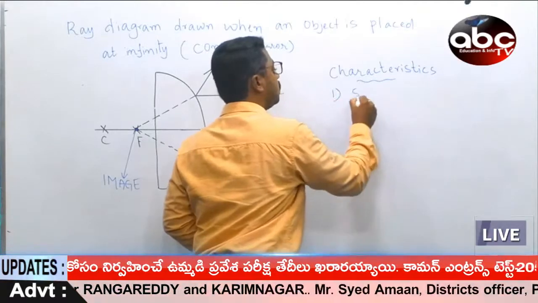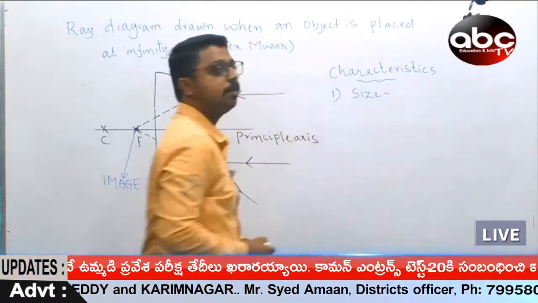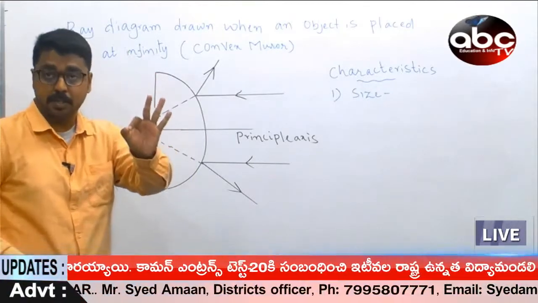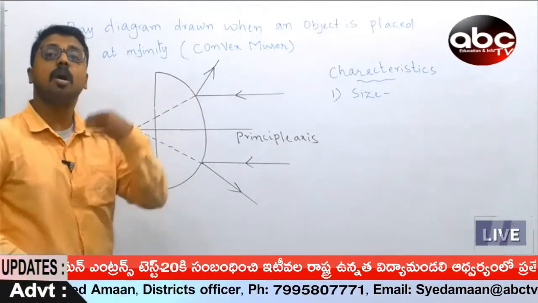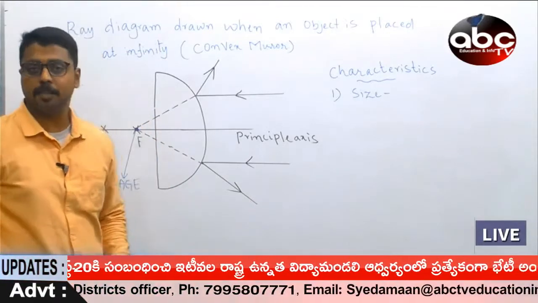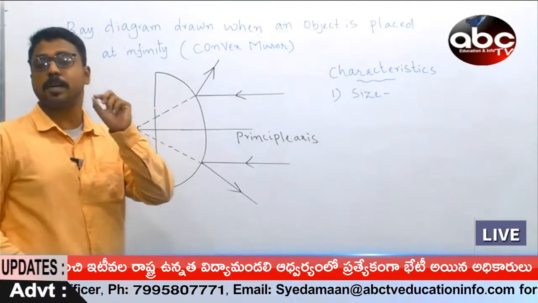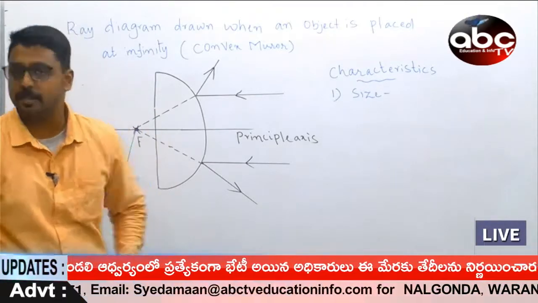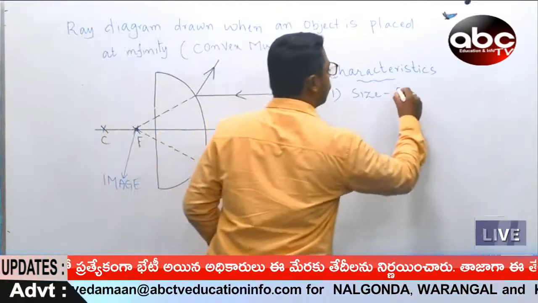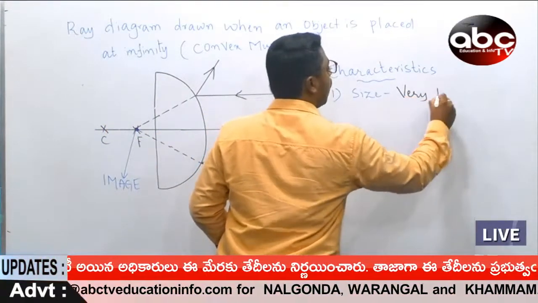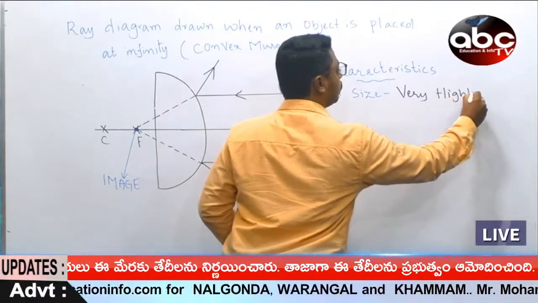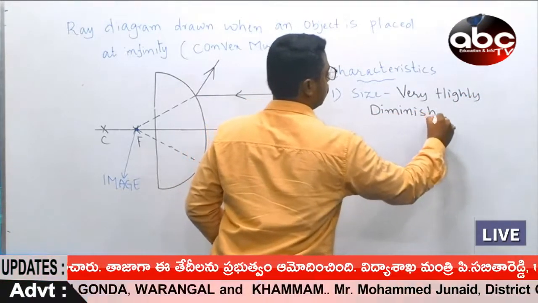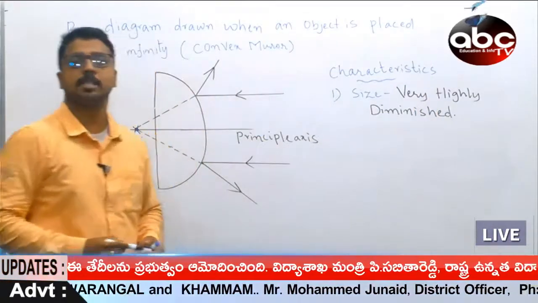When you come across its size, how could it be? The size of this one is highly diminished. It is not small, it is not large, it is very highly diminished. You cannot even see it with your naked eye; simply you can say point sized. That is, the size is very highly diminished.